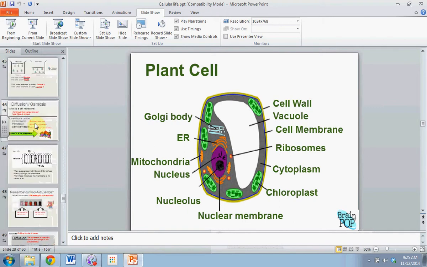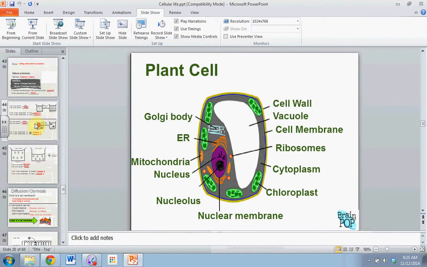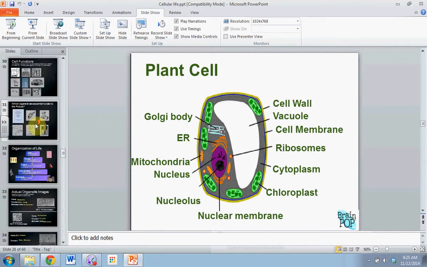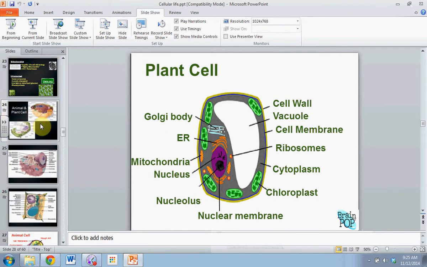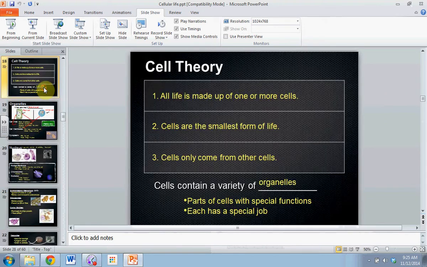So on that cell theory page, the missing word is organelle. All right.